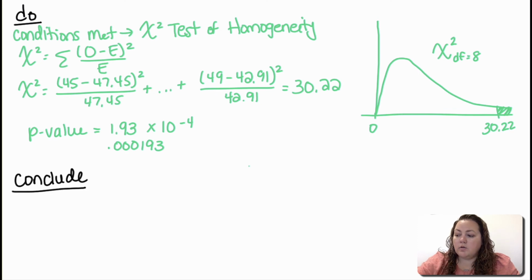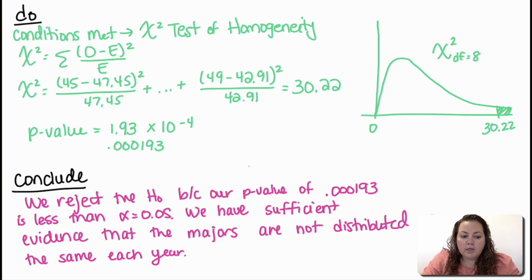And conclude. I'm going to say that we reject the null hypothesis because our p-value of 0.000193 is less than our alpha value of 0.05. We have sufficient evidence that the majors are not distributed the same each year.